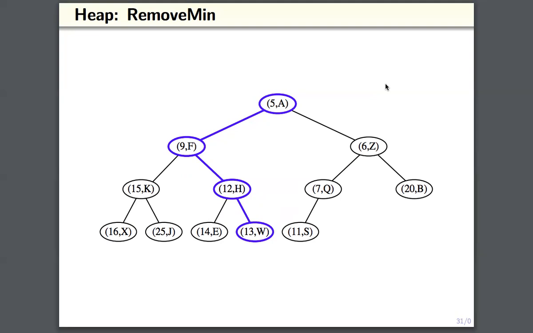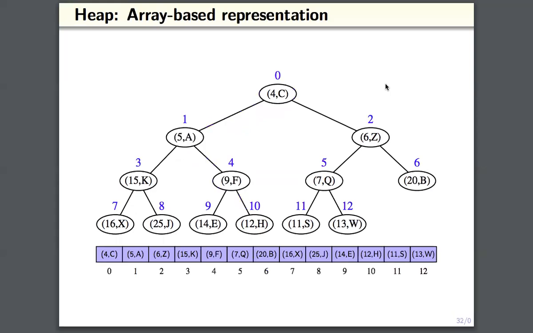This is your remove min. And what is the complexity? The height of this tree is log n, so the complexity is log n. Make sense? Okay, so we understand the core idea, core logic, how insert works and how delete min works in a heap.